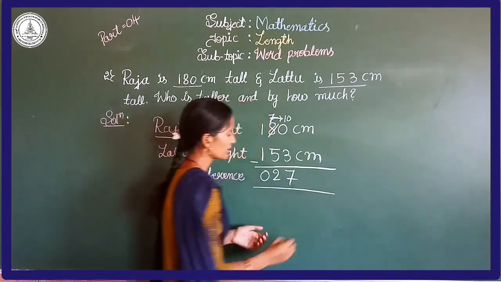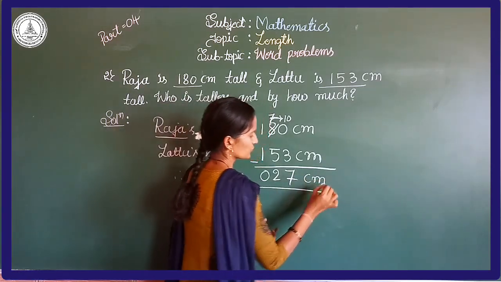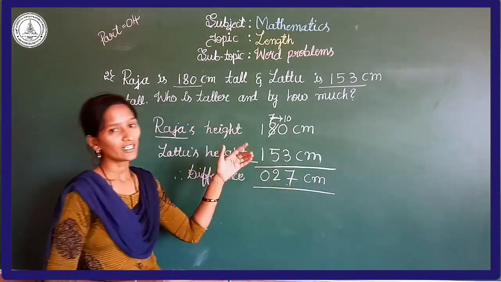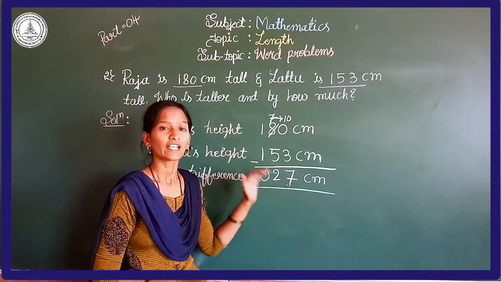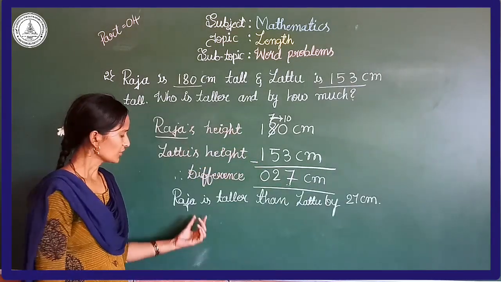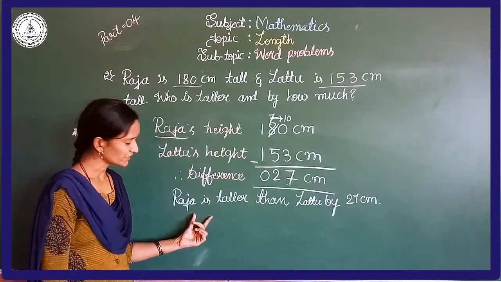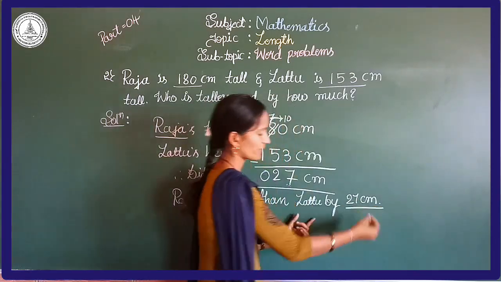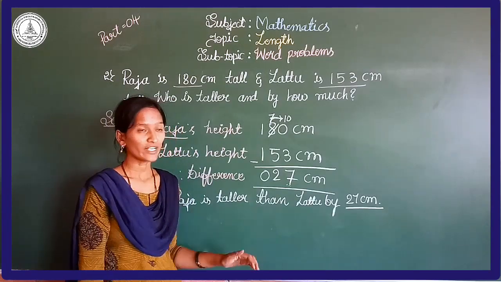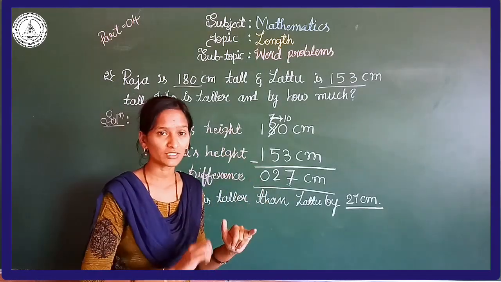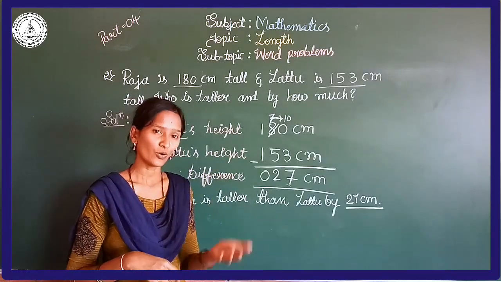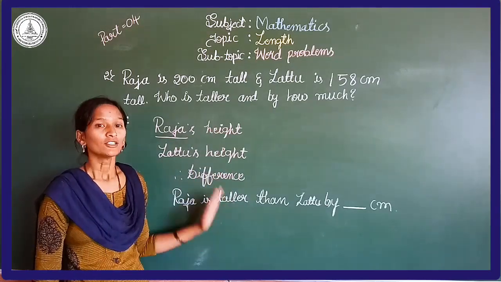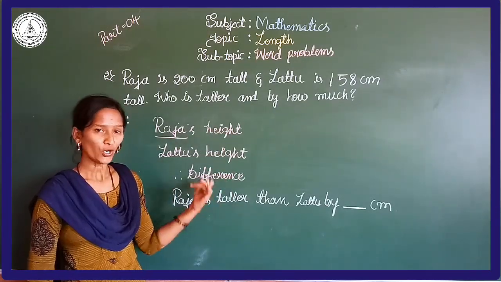So what is the difference here? 27 centimeter. So here Raja is 27 centimeter taller than Lattu, right? So after this, write down the conclusion statement. So students, so here Raja, he is a tall boy, right? So Raja is taller than Lattu. By how much? 27 centimeter, right? So students, this problem I will change the numbers. So in the same way you have to do in your home. Okay? Problem, I have changed the number here, right? I showed how to solve this problem. So in the same way you have to solve this problem in your home, right?